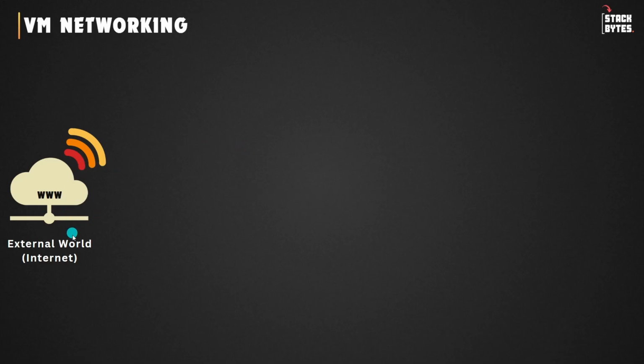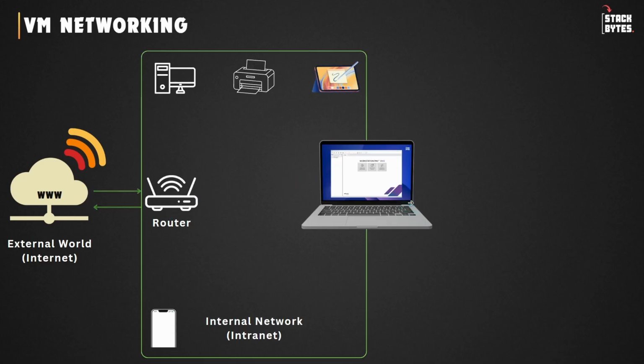So we have the internet, the external world, and the router is a device which connects us to the internet. The router creates an entire network where we can connect any of our devices, and this network is called the physical network or the home network. We can have desktops, printers, tablets, laptops, mobile phones, smart TVs, CCTV cameras, or any other device we may have.